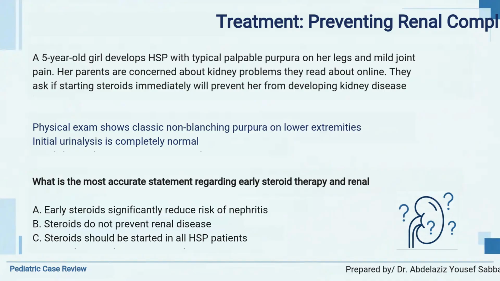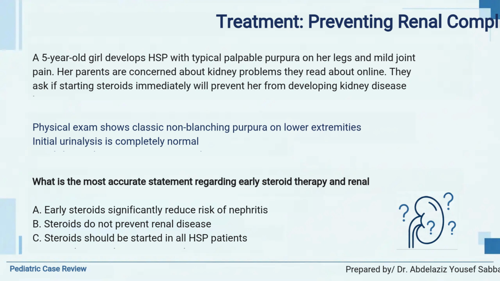Case 11. A 5-year-old girl develops Henoch-Schönlein Purpura with typical palpable purpura on her legs and mild joint pain. Her parents are concerned about kidney problems and ask whether starting steroids immediately will prevent her from developing kidney disease later. Physical examination shows classic non-blanching purpura on the lower extremities. Initial urinalysis is completely normal, and there is no abdominal pain or gastrointestinal symptoms. What is the most accurate statement regarding early steroid therapy and renal prevention in Henoch-Schönlein Purpura?